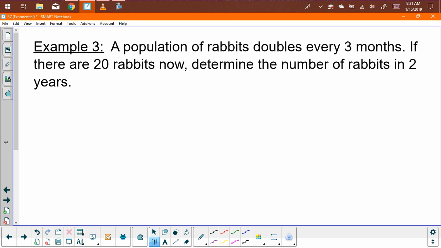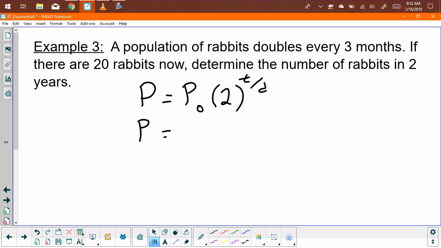So the equation we had for population growth is if I have some population, that's equal to my initial population, and then we're multiplying that by, in this case, it's doubling, so that's times 2. And my exponent is the length of time divided by the doubling period. So we'll start filling some things in here.